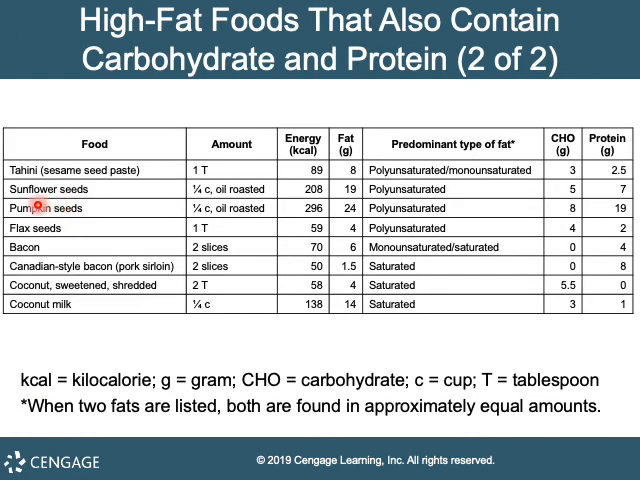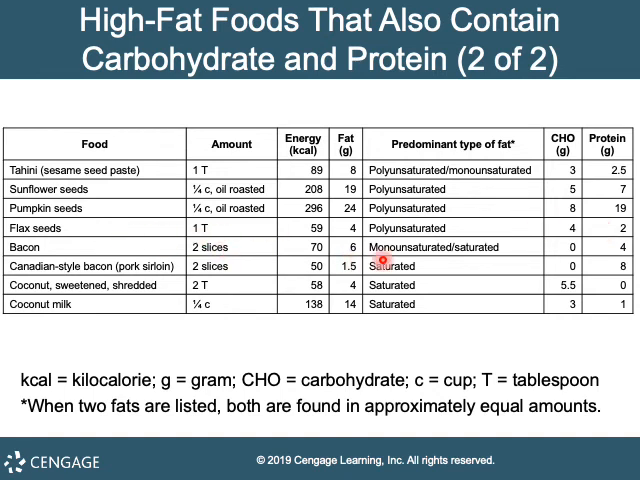More high-fat foods that contain carbohydrate and protein, and I'm going to point out flax seeds. When it's ground, you will get the benefits of the omega-3 fatty acids that are in the flax. Here it's a significant amount of carbohydrate, very high in fiber, and it's a healthy fiber. It promotes the health of colon cells, and it has a little bit of protein in there.